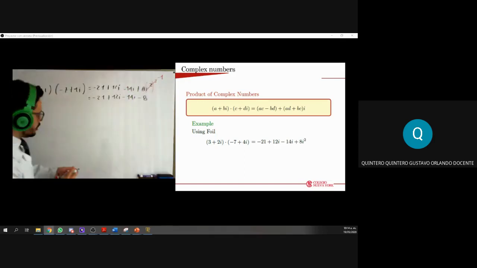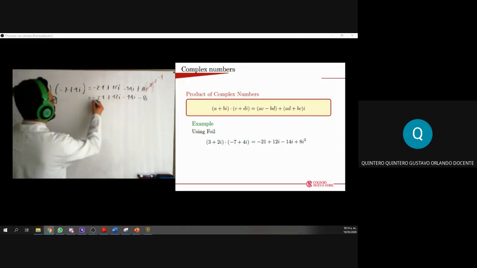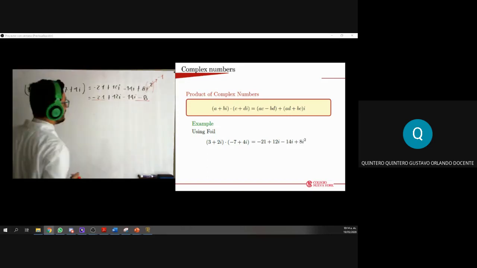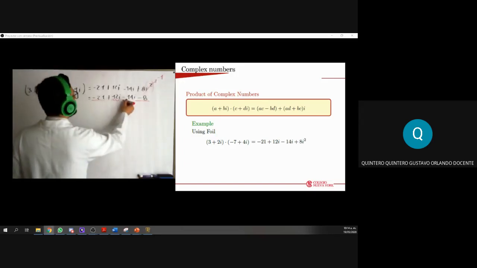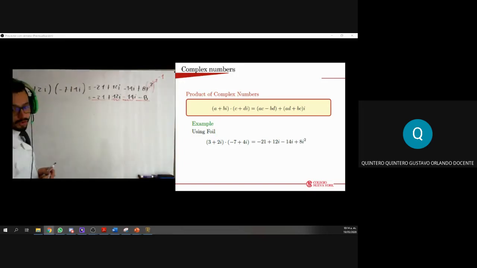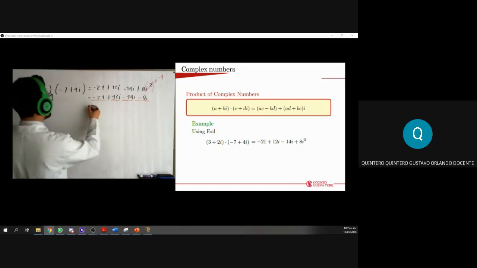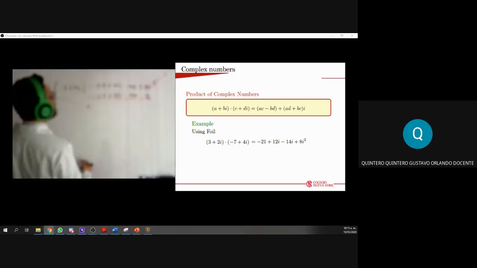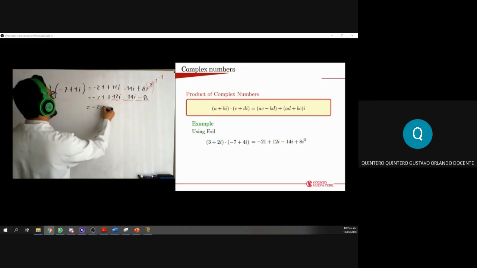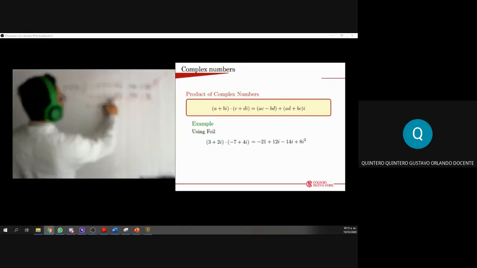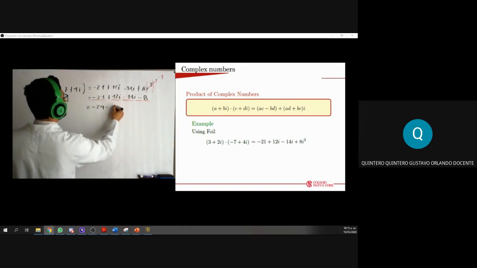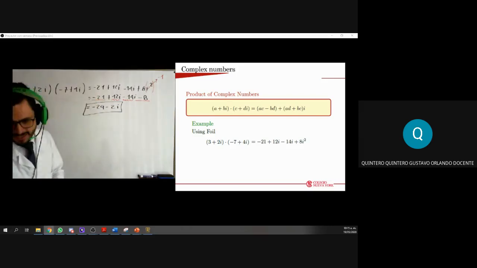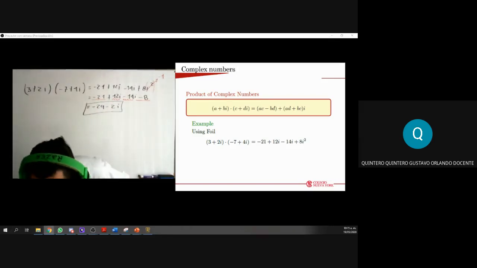So now we can do like terms. We can do these two, negative 21 and negative 8. Those are like terms. And we have 12i and negative 14i. Those are other like terms. The final solution: negative 21 minus 8 will be negative 29, right? And then positive 12i minus 14i will be negative 2i. Our final solution.